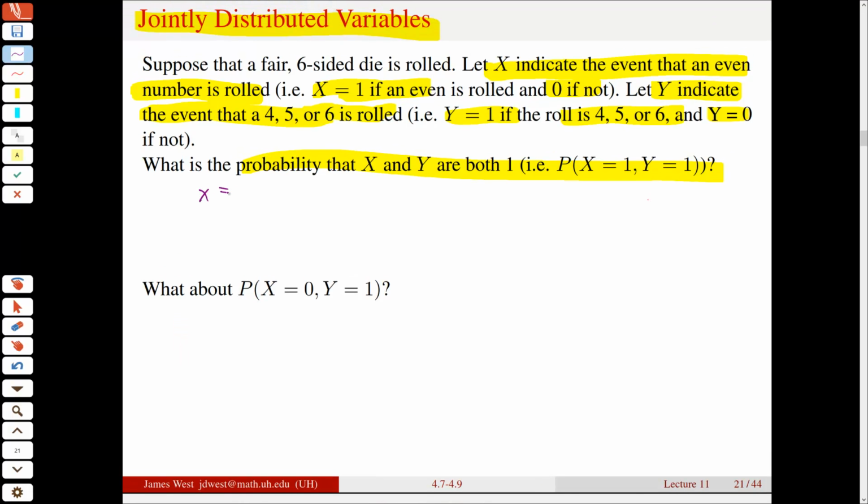Well, if X equals 1, that means that an even number was rolled. If Y equals 1, that means a 4, 5, or a 6 was rolled. So if X and Y are both equal to 1, that means it must have been a 4 or a 6. So in this case, we know that the probability would be 2 out of 6, or 1/3.